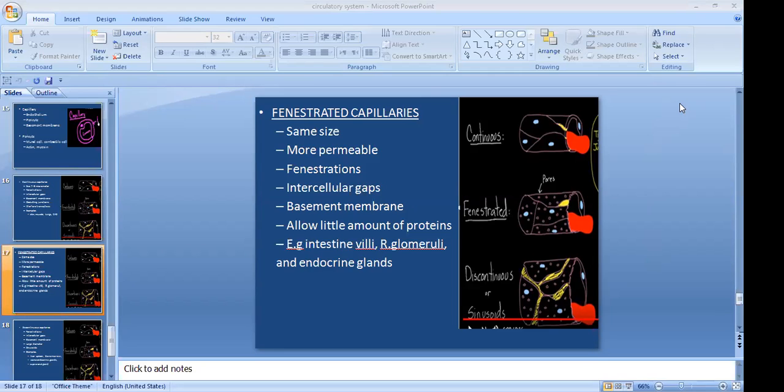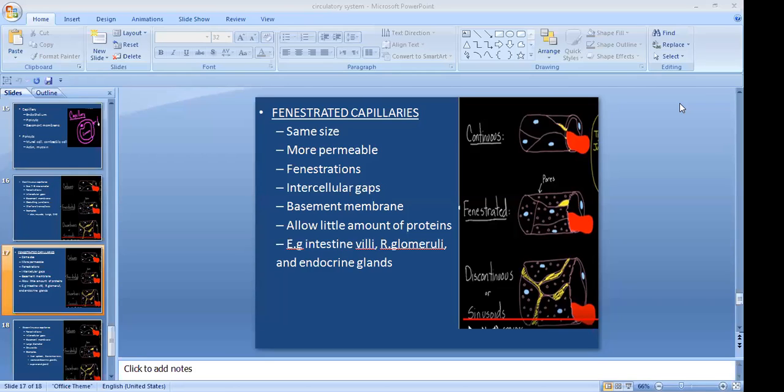But except the fenestrations, there are tight intercellular gaps and a continuous basement membrane. So I would repeat again. I told you in the continuous capillaries, there are no fenestrations, tight intercellular gaps, and the continuous basement membrane.